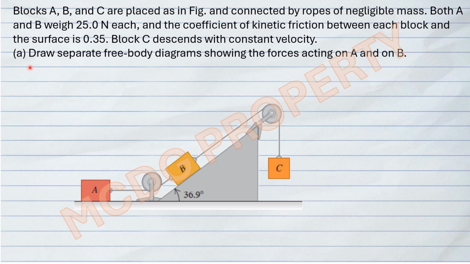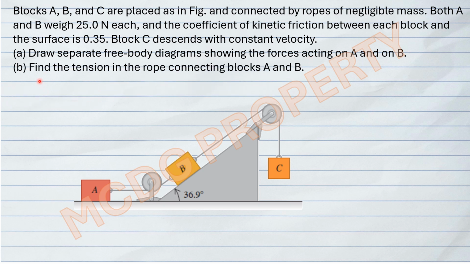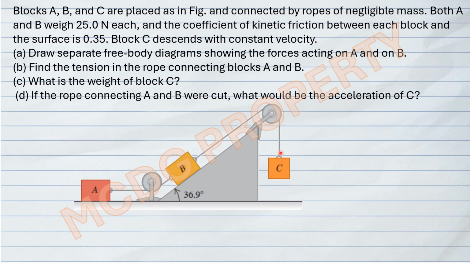Now you are being asked to draw separate free body diagrams showing the forces acting on A and B. You're also being asked to find the tension in the rope connecting blocks A and B. You're being asked to find the weight of block C, and if the rope connecting A and B were cut, so if this is cut, what would be the acceleration of block C?